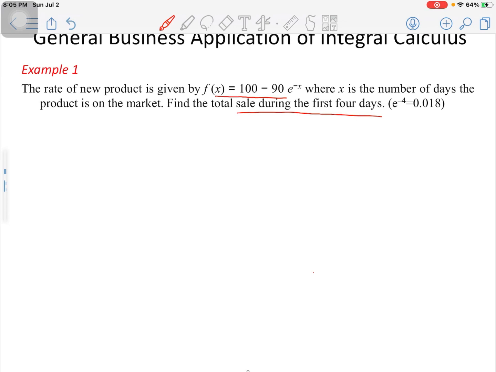So in doing that, that's where the definite integral comes in. In applying the definite integral, we are being asked to find the total sales during the first 4 days. And in the question, the rate of a new product is given, right? So they have given you the rate of the new product, which is the sales function, f of x equal to 100 minus 90 exponent negative x, where x is the number of days the product is on the market.